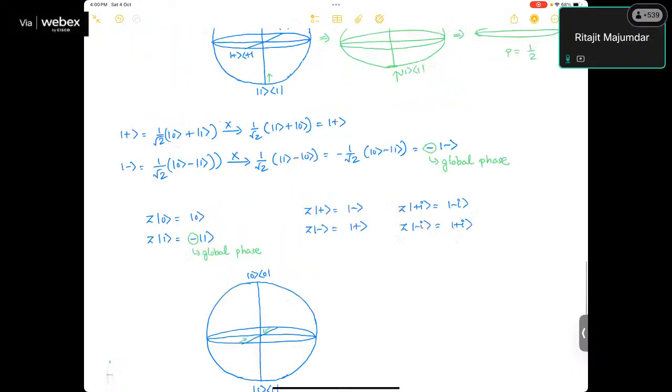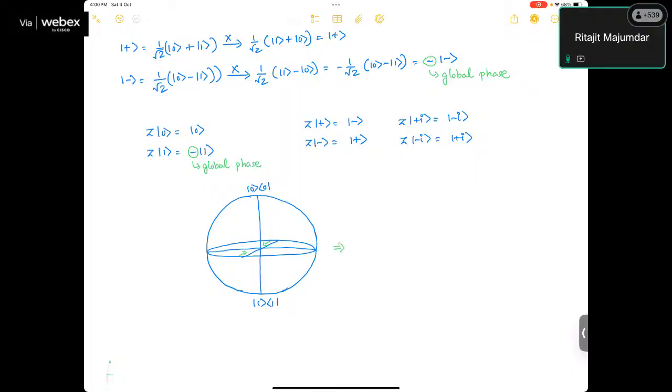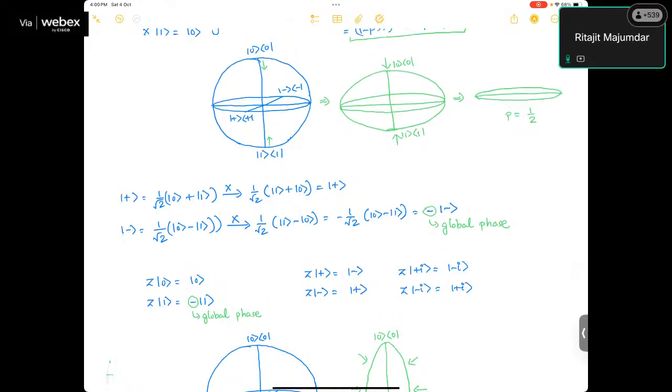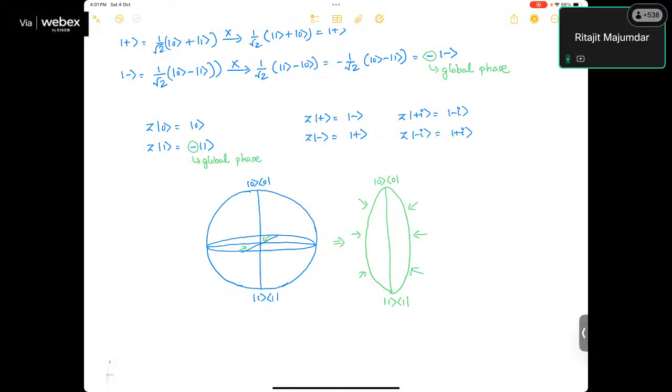0 and 1 remain unchanged. So precisely what will happen is that it again becomes an ellipsoid, but the shrinking is in this direction. It looks like this, where the 0 and 1 part is unaffected, and the other portions start shrinking inside. And if I take p to half, it will collapse into the Z axis. Previously it collapsed to the equatorial plane; now it will collapse onto the Z axis.